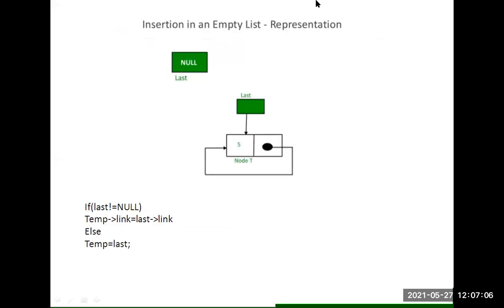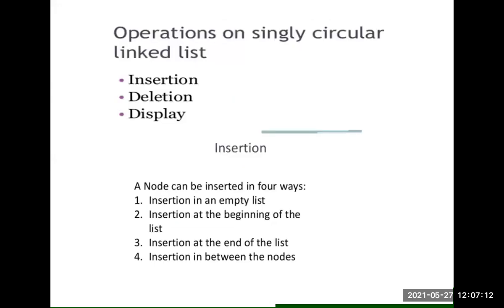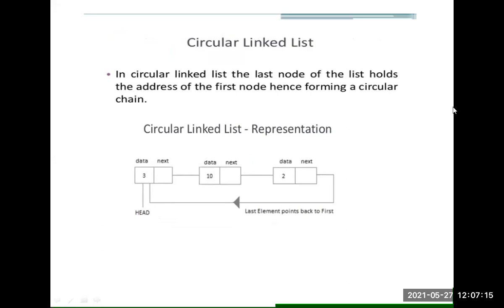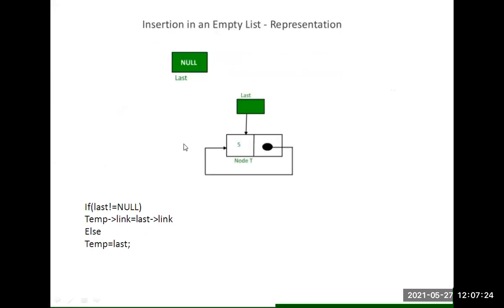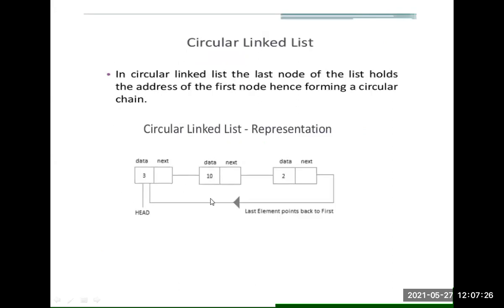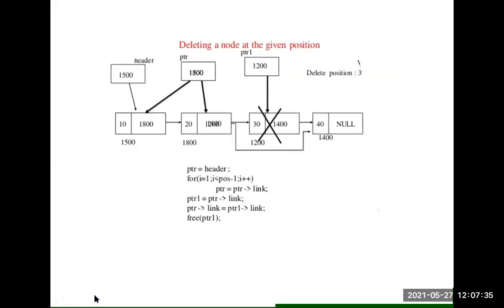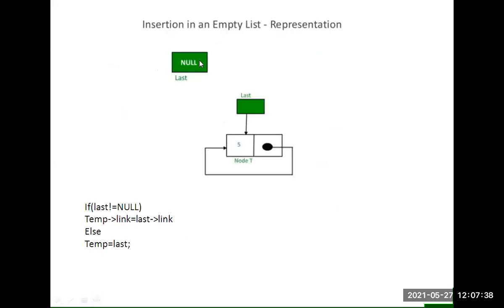So see here, if you are inserting at the beginning of the list, just remember that here the last contains the address of the first node. This is the linked list, and there is a last pointer. The last contains the address of the first node. If last equal to null, it means the list is empty.